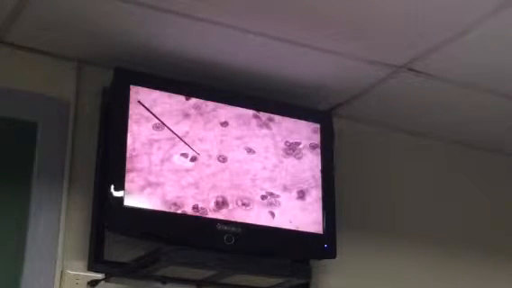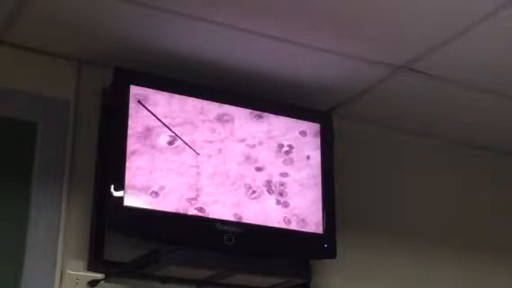It's a triangular shaped cell or pyramidal shaped cell. That's why we call it the pyramidal cell of Betz. Sometimes it's difficult to find.